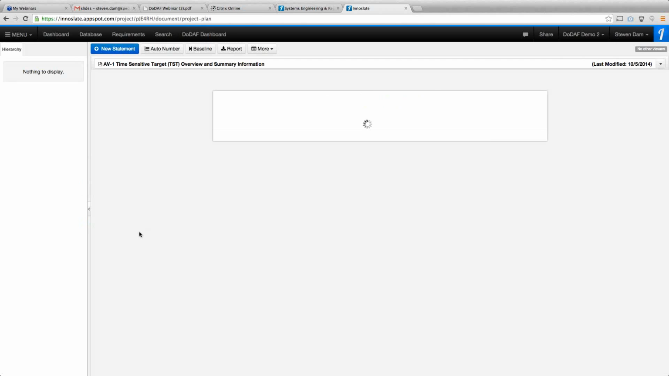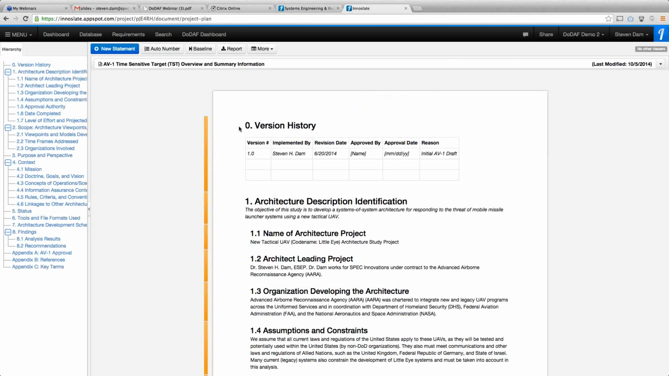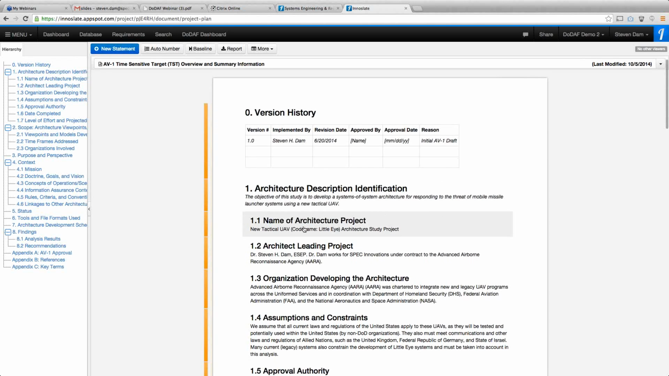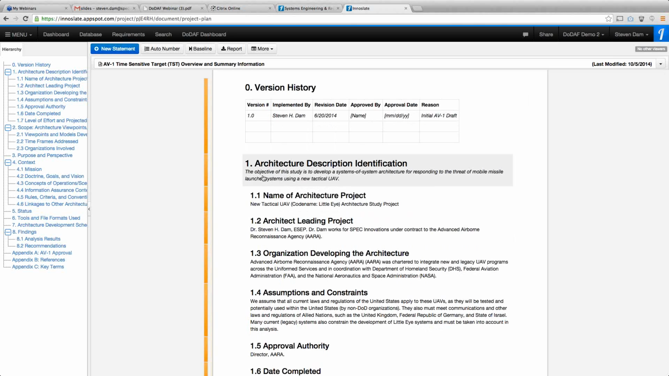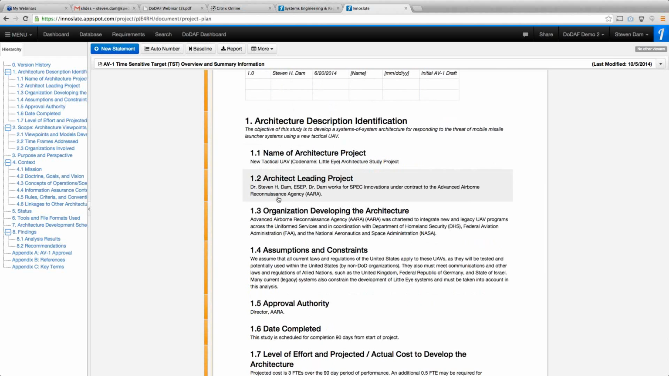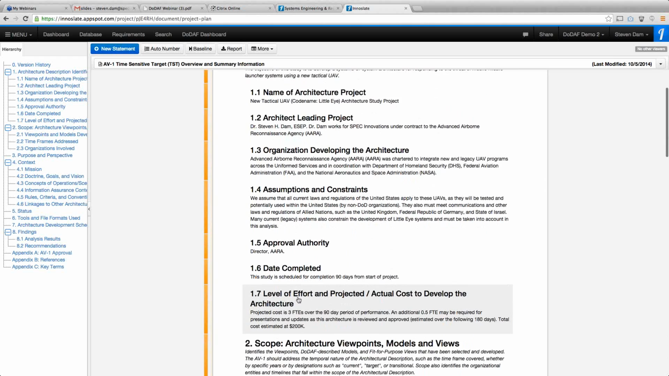So let's go take a look at our AV1. And there it is as a template. This is our document view, and it's a template already set up with information about the document. We actually put in information about what should be in each of the paragraphs, or in this case, I've actually started filling them in. So this is actually the project that we're going to show you. It shows you the different things associated with it.